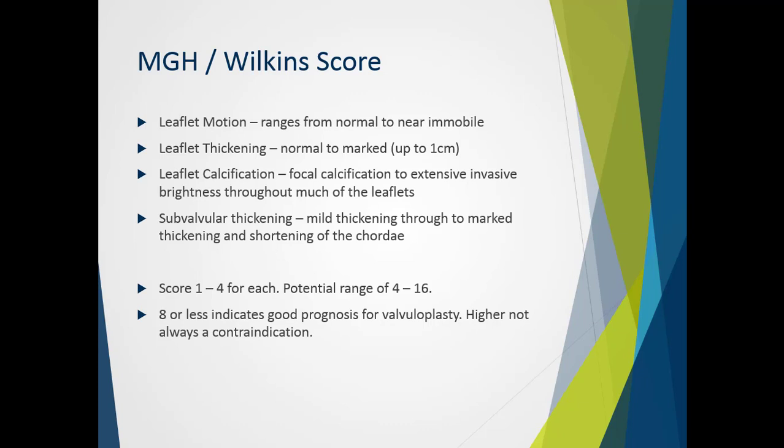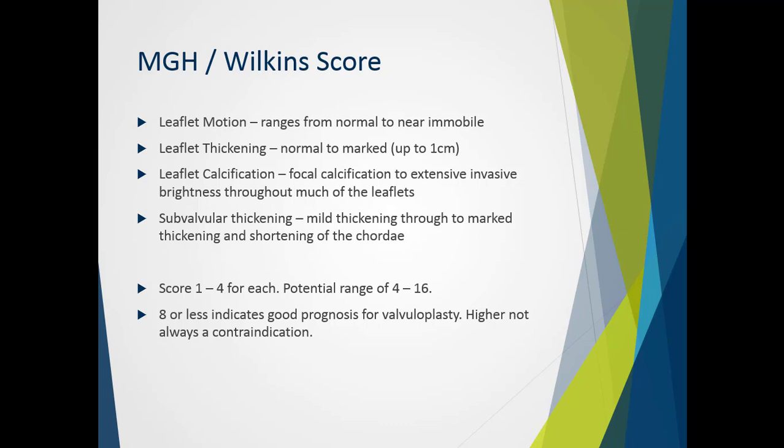When we actually have mitral stenosis, one of the common methods for correcting it is to use a valvuloplasty. We have the MGH or Wilkins score that we can use to assess whether this is actually going to be a viable method to correct a stenotic lesion. We look at 4 main factors: leaflet motion, leaflet thickening, leaflet calcification, and subvalvular thickening. And these range from basically normal or almost normal to extremely severe.